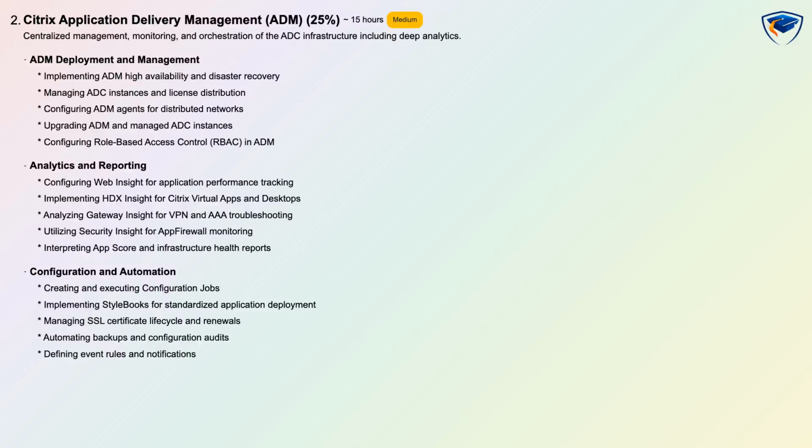Citrix Application Delivery Management, or ADM, is also 25%, medium difficulty, and about 15 hours with hands-on and conceptual assessments. This domain teaches centralized management, monitoring, and orchestration of ADC infrastructure including high availability, disaster recovery, and license distribution. You will configure ADM agents, implement RBAC, and use analytics like Web Insight, HDX Insight, Gateway Insight, and Security Insight to interpret app score and health reports.